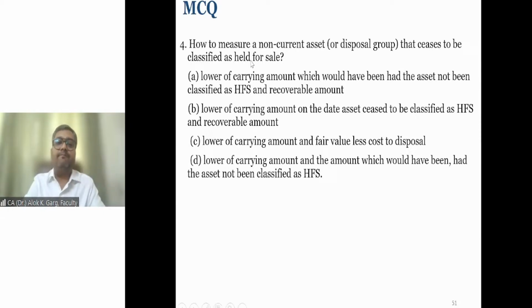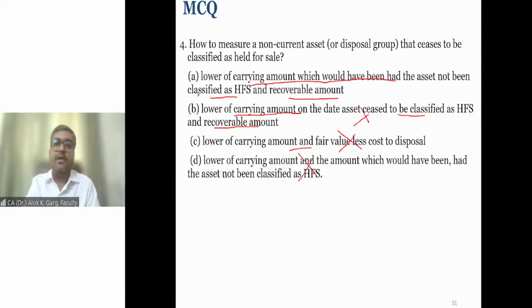So what is the right answer? It has to be recognized at the lower of the carrying amount had the asset never been classified as held for sale, and the recoverable amount. Lower of carrying amount on the date the asset ceased to be classified as held for sale means whatever is already there. No, you have to compute that. So this is not the right option. Lower of carrying amount and fair value, no, not a right option. Lower of carrying amount on the amount which would have been, no, not a right option.